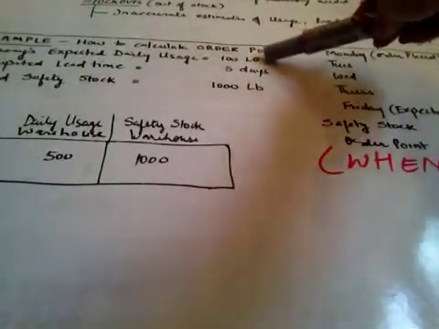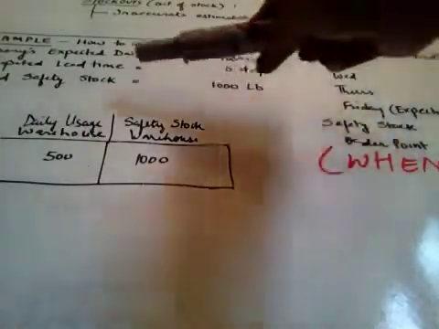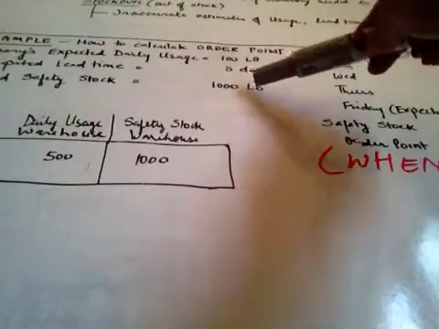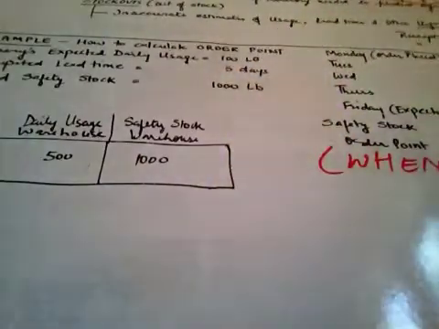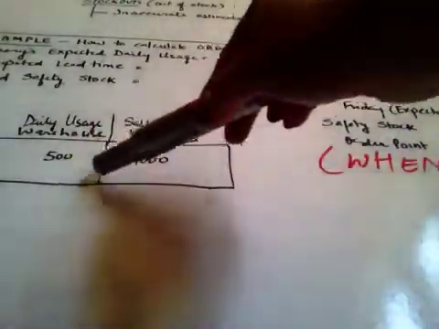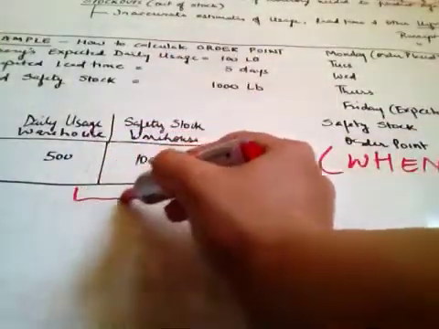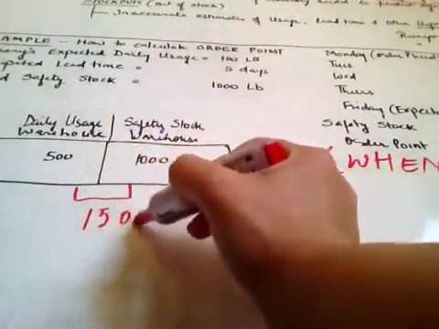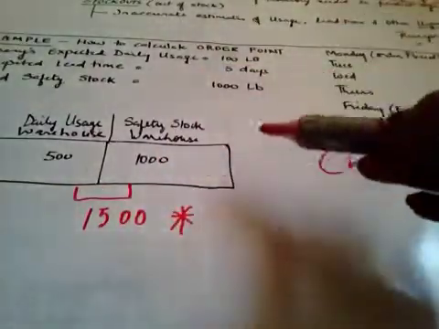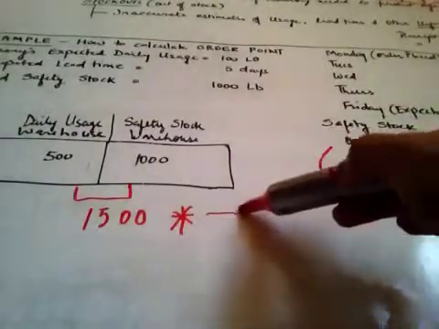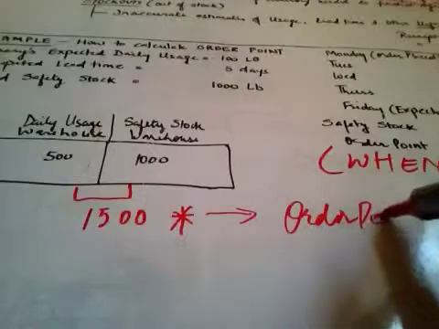100 lb every day, 5 days is the lead time, and the desired safety stock has to be 1000 lb. So 100 times 5 is 500, plus 1000. Total is going to be 1500. So when the inventory has reached the minimum level of 1500, that is the order point.